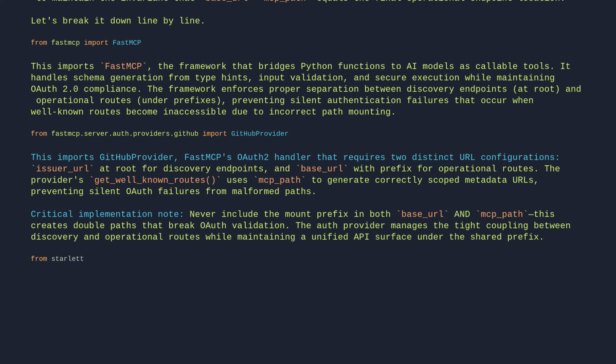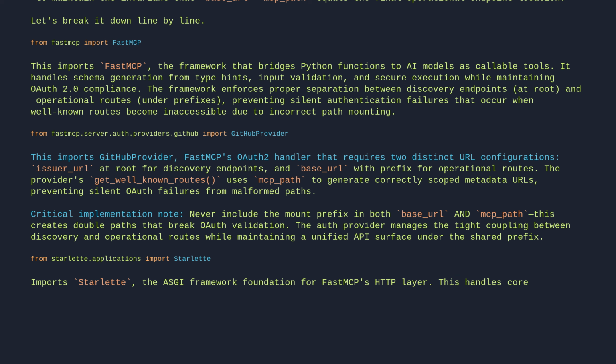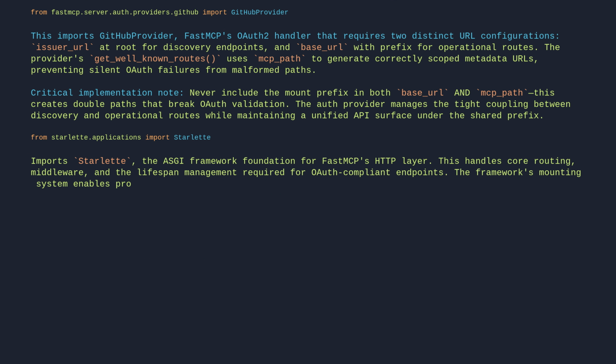From starlette.applications import Starlette. Imports Starlette, the ASGI framework foundation for FastMCP's HTTP layer. This handles core routing, middleware, and the lifespan management required for OAuth-compliant endpoints. The framework's mounting system enables proper separation between discovery endpoints at root and prefixed operational routes.